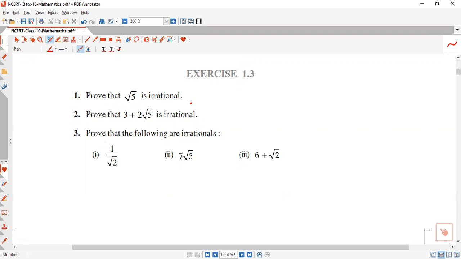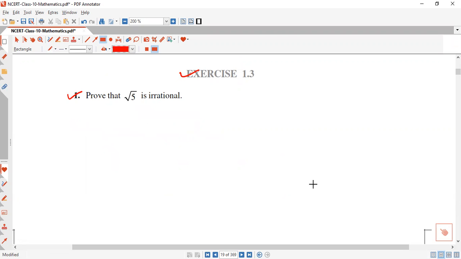This is the NCERT mathematics book. So we see question number 1 that we want to do: prove that root 5 is irrational. I will prove that root 5 is an irrational number.